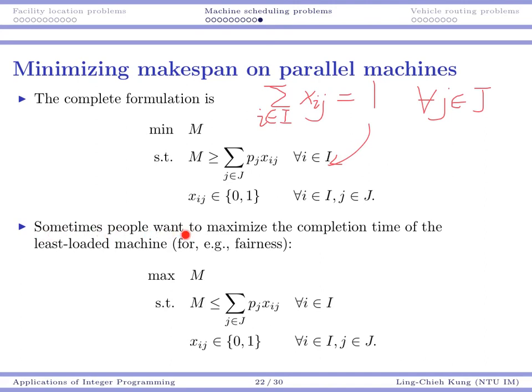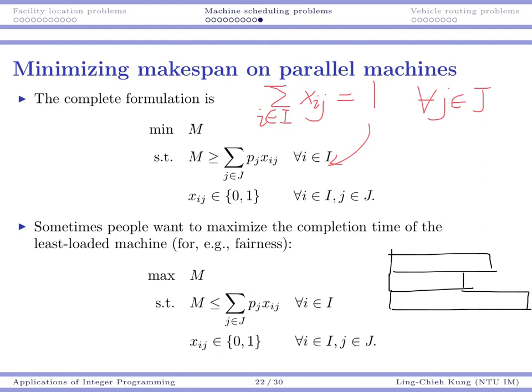Sometimes people want to do a somewhat different thing. They want to maximize the completion time of the least loaded machine. All the machines have different workloads, and now we want to maximize the completion time of the least loaded machine. It seems to be a weird condition, but sometimes we want to do that, for example, for fairness.